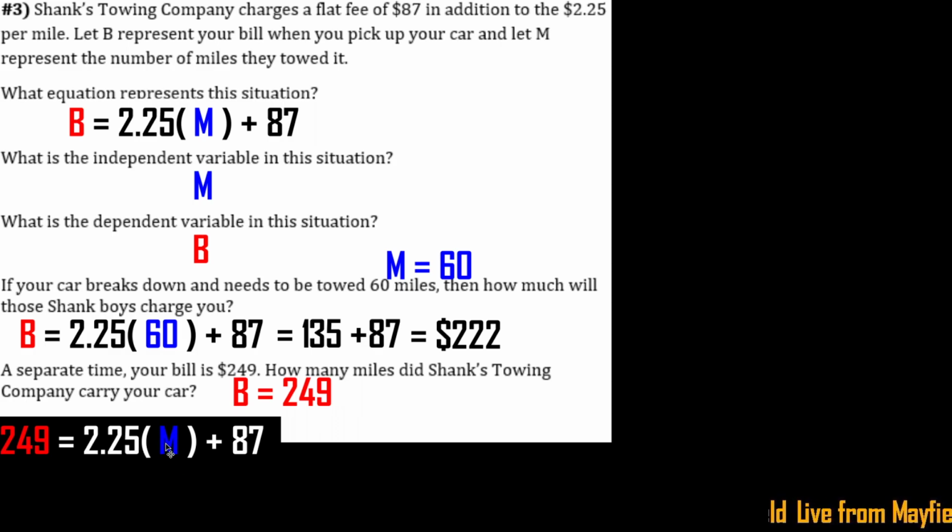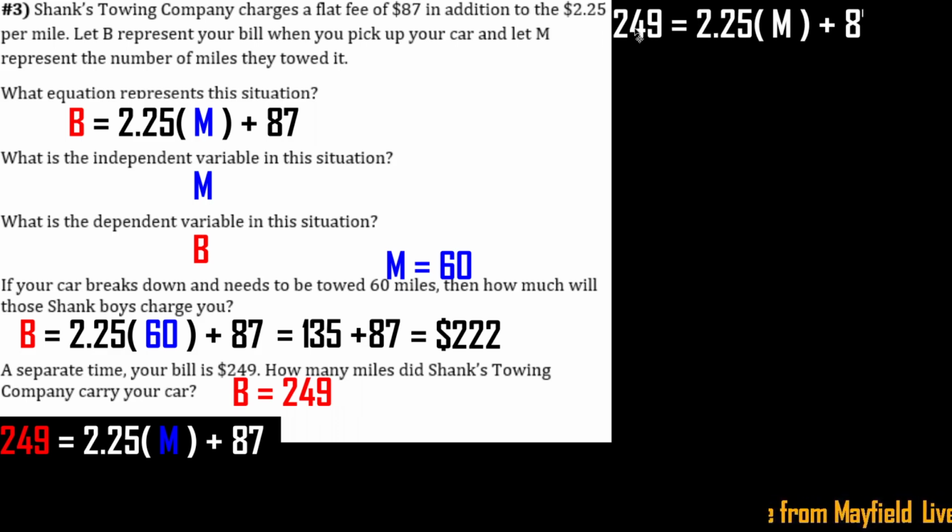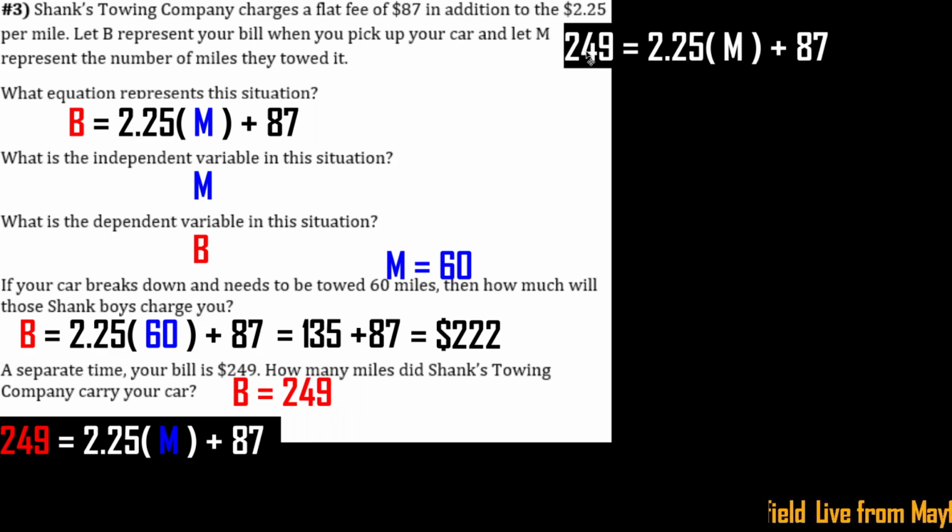This is just like those two-step equations that we have been doing before. So let's set that up on this right side here. I have 249 equals 2.25 times M plus 87. Again, we're trying to get that M by itself. We're trying to isolate that variable. So we're trying to get it all alone. So we have to get the constants on the other side. So I had to subtract 87 from both sides.